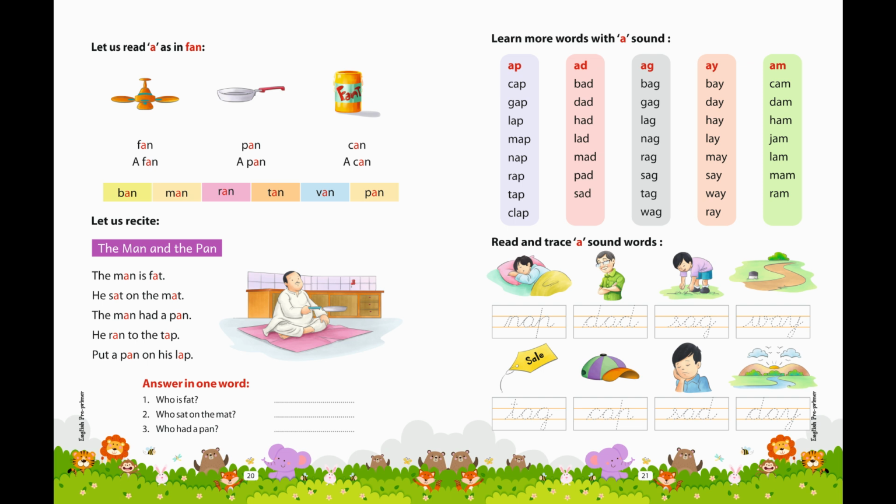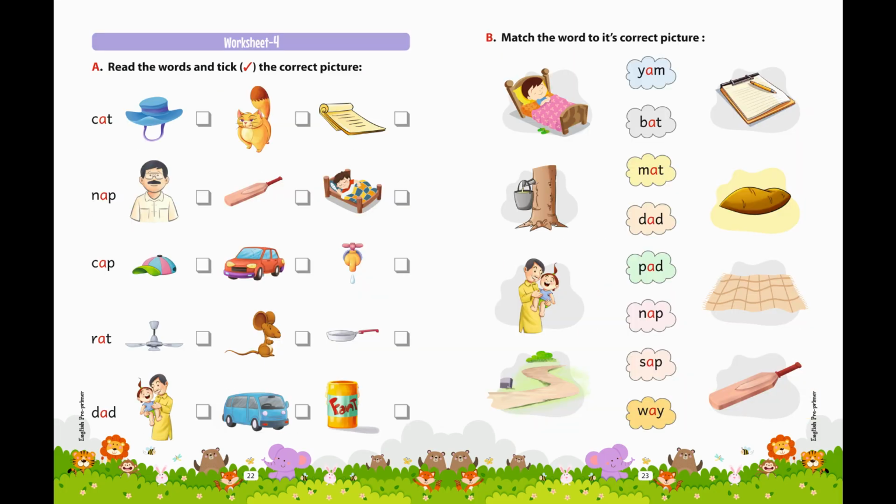Now let's read more word families. AP words: cap, nap. AD words: dad, sad. AG words: tag, wag. AY words: say, may. AM words: jam, ram. Now trace and write the words beautifully. Word picture match plus worksheet.